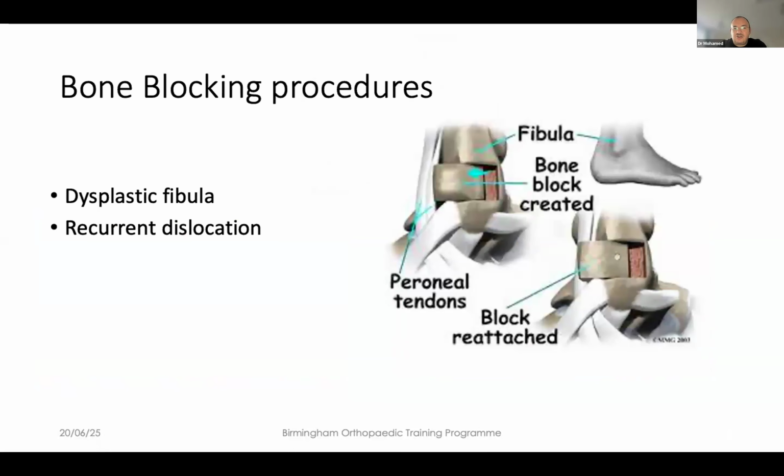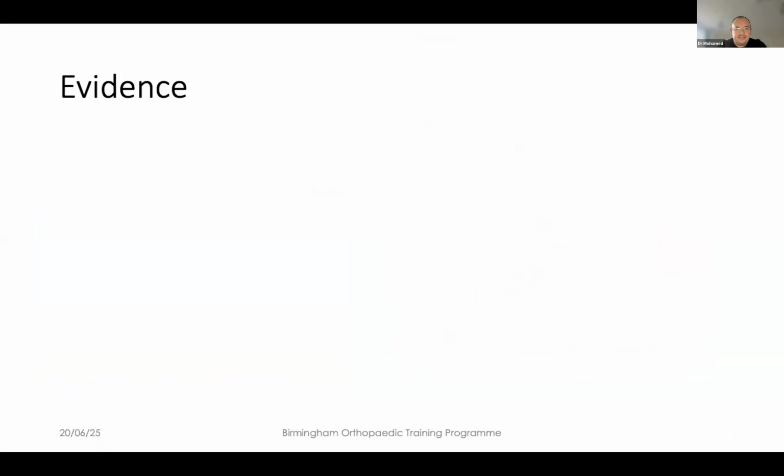Bone blocking procedure is some sort of osteotomy in the pelvis. So if all this fails, the only option is to get a bony cover for the peroneal tendon. So we just get a slider of the bone of the posterior fibula and make it like a bone shelf or a bone block to stop the tendons from dislocating. So it's a sort of salvage procedure.